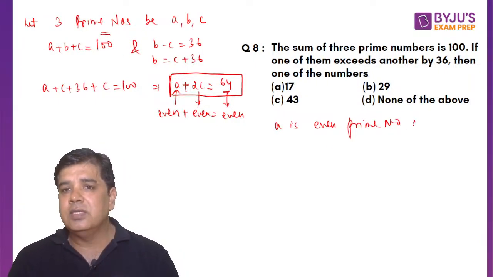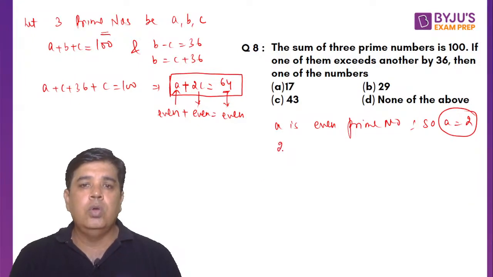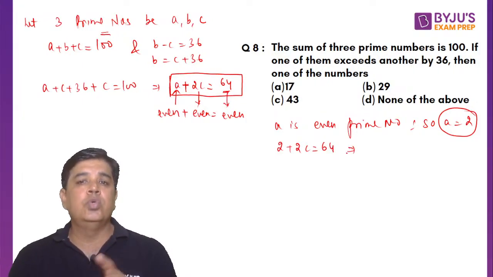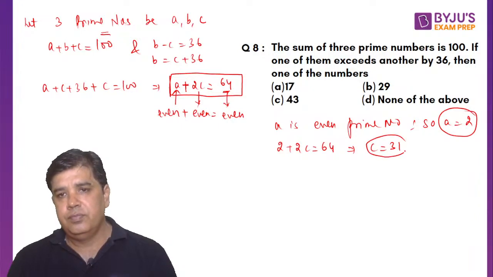So A is 2. The only even prime number is 2. So 2 plus 2C is 64. It means 2C is 62. So C is 31. Right?